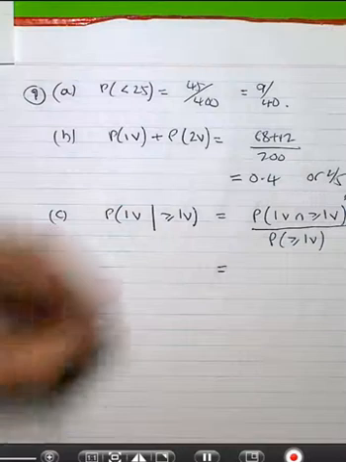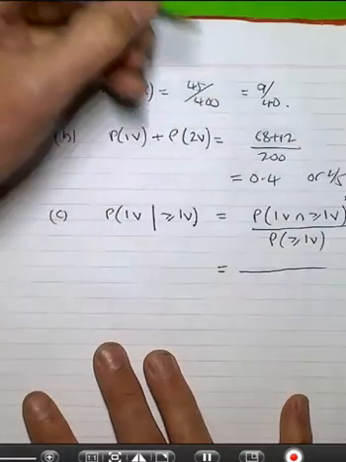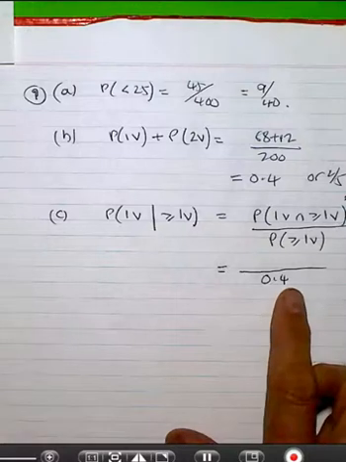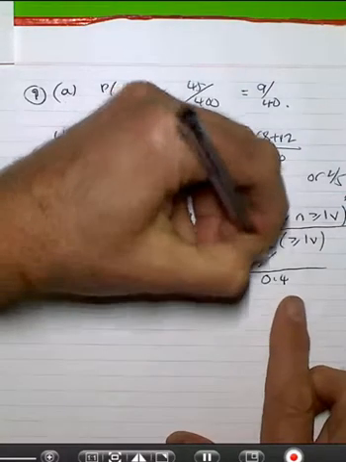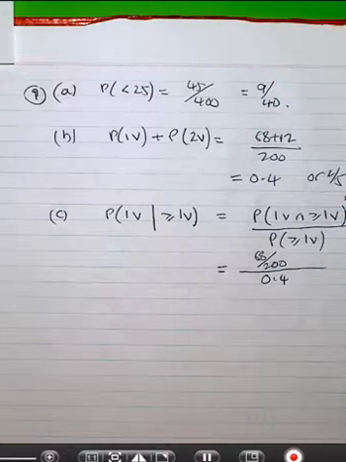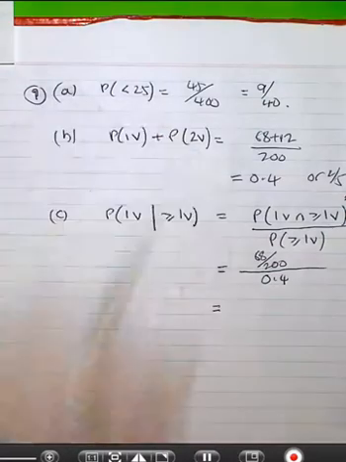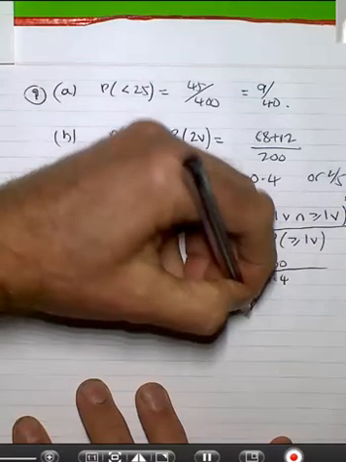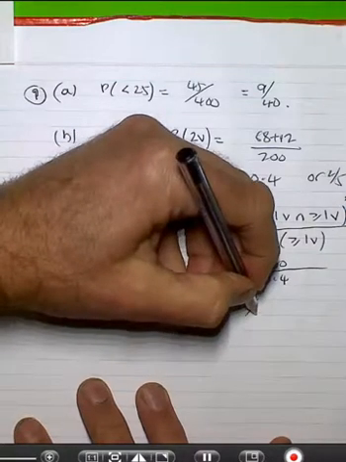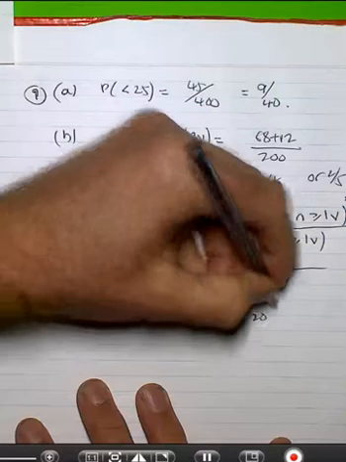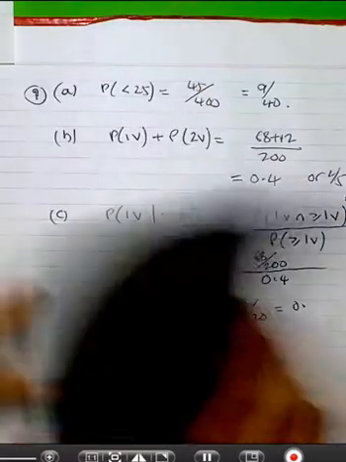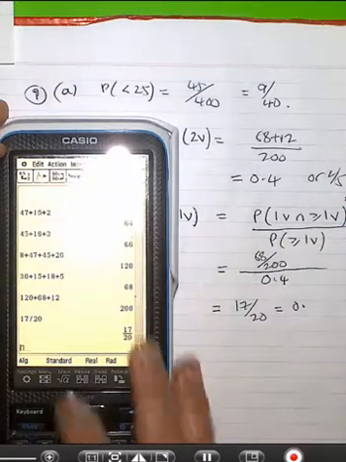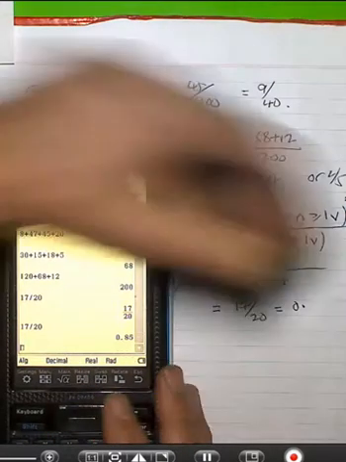Now I've already found that from part B, 0.4, and when you have a bit of a look up, you'll see that there's a 68 over 200 for the one violation intersecting with the greater than or equal to one. So when we do the division, that will give me 17 out of 20, or I better just do that in my calculator. I'll just get the decimal value as a decimal, 0.85.